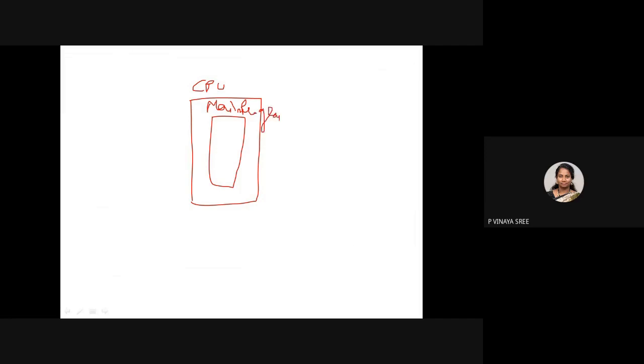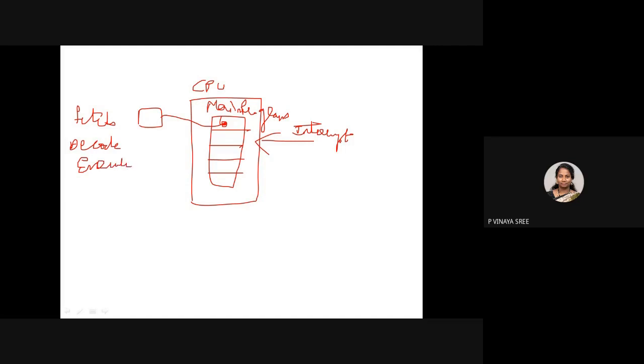Whenever the processor is executing main program instructions, let us consider this instruction is fetched. In such case, when an interrupt occurs, what will the processor do? When an interrupt occurs, the processor will not stop. Why? Because for an instruction we have fetching, decoding, execution. The processor completed fetching, but it has to complete decoding and execution.